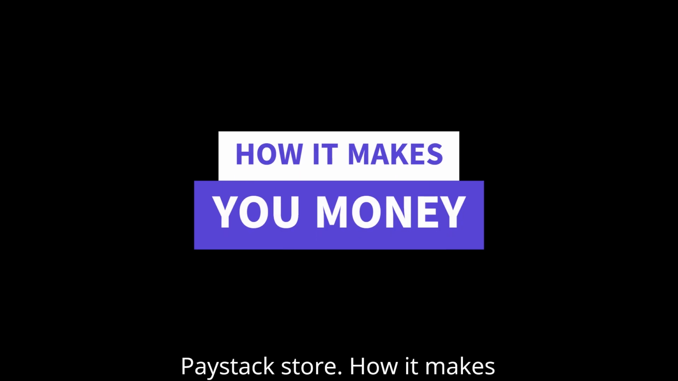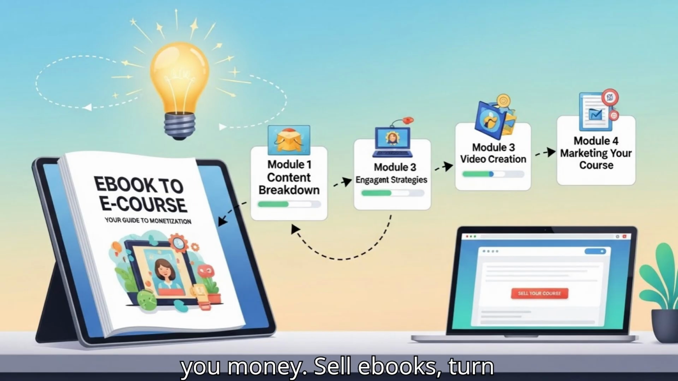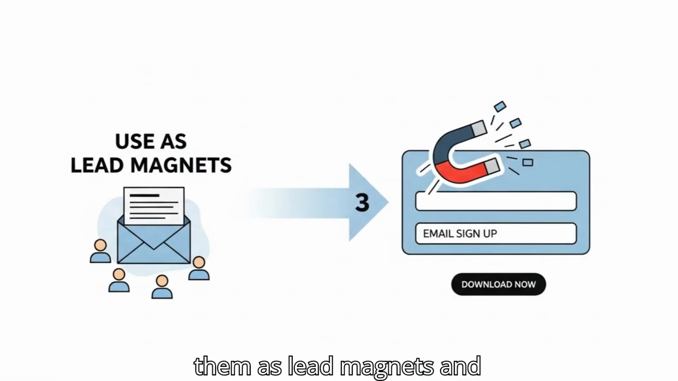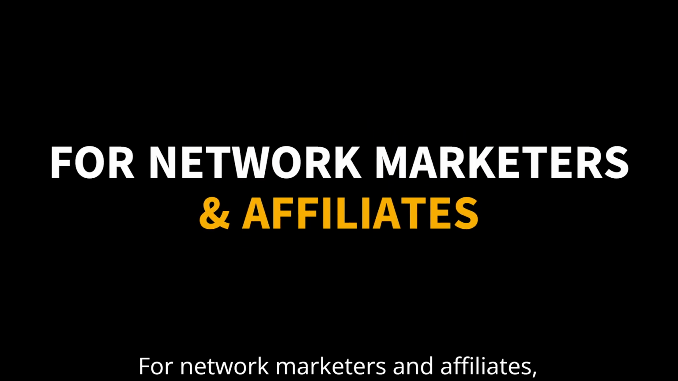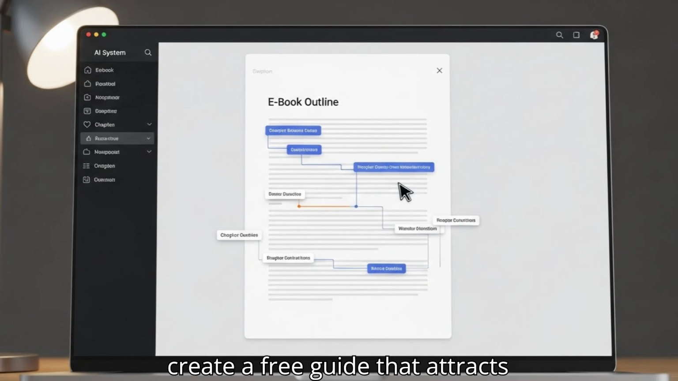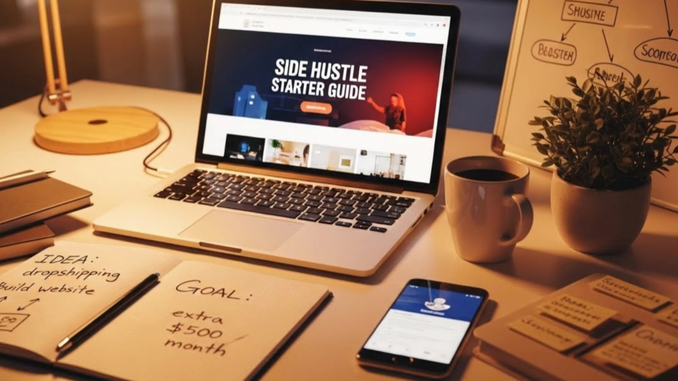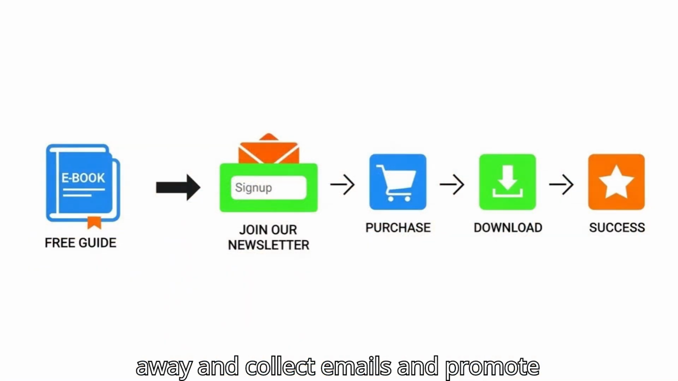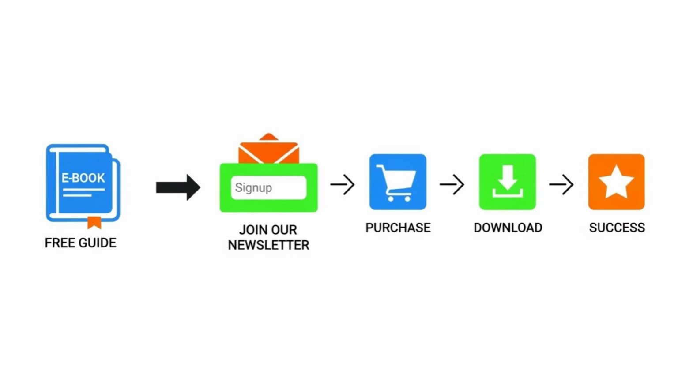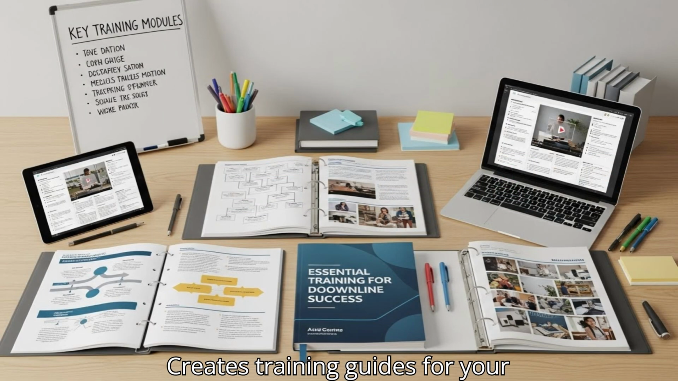How it makes you money. Sell ebooks, turn them into mini courses, use them as lead magnets, and sell templates. For network marketers and affiliates, create a free guide that attracts prospects. Example, how to start an online side hustle. Give the guide away and collect emails and promote your affiliate link. Create training guides for your downline.